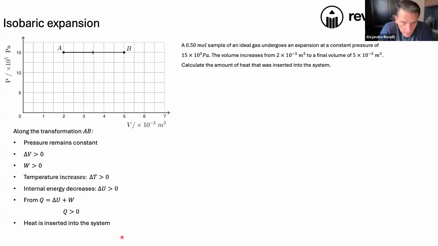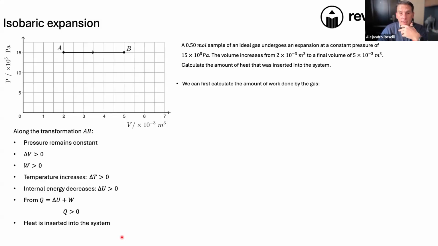So, problem: a 0.50 mole sample of an ideal gas, same as before, undergoes an expansion at a constant pressure of 15 times 10 to the power 5 pascals. The volume increases from 2 times 10 to the negative 3 to a final volume of 5 times 10 to the negative 3 cubic meters. Calculate the amount of heat that was inserted into the system. Okay, there's no direct approach. We need to deal with different magnitudes first. We cannot just start from scratch and expect to arrive at a calculation of Q. We need to take things slowly.